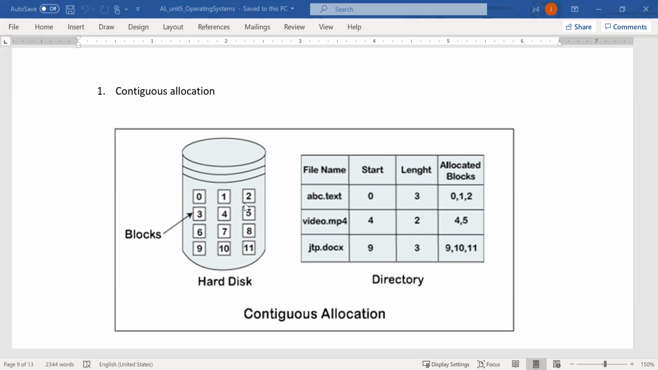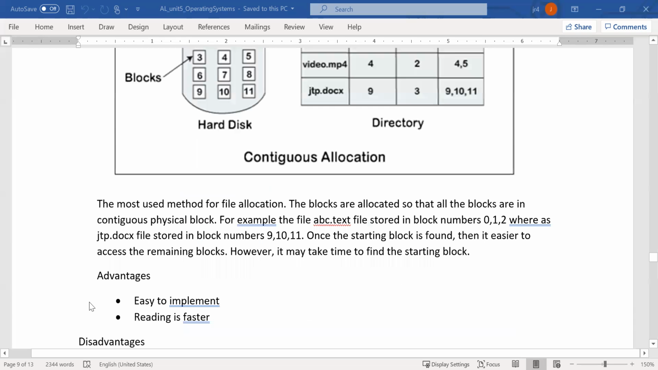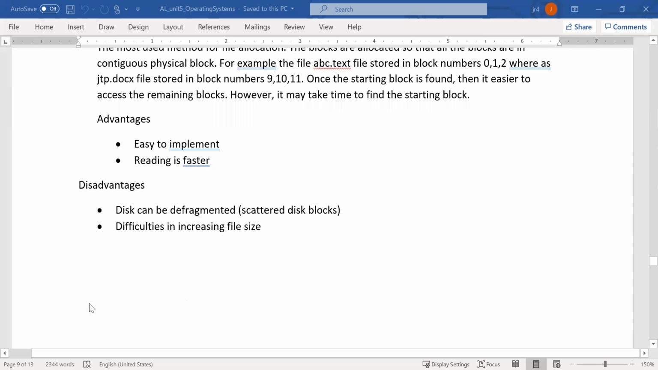JTP docx, again 9, 10, 11 blocks are there. So which means whatever the blocks we put together. But this is not a very practical way of doing this, it's sometimes very difficult, right? Especially later on, if you want to increase the file size, then you can't do this because we are not keeping space there.